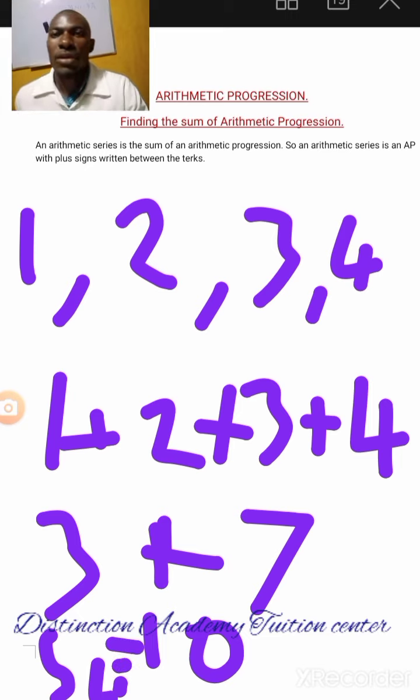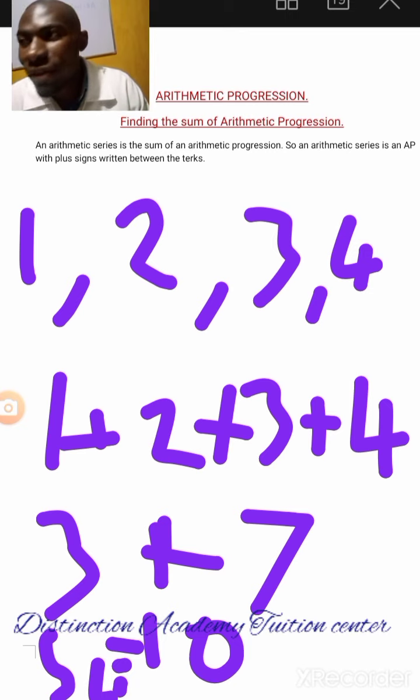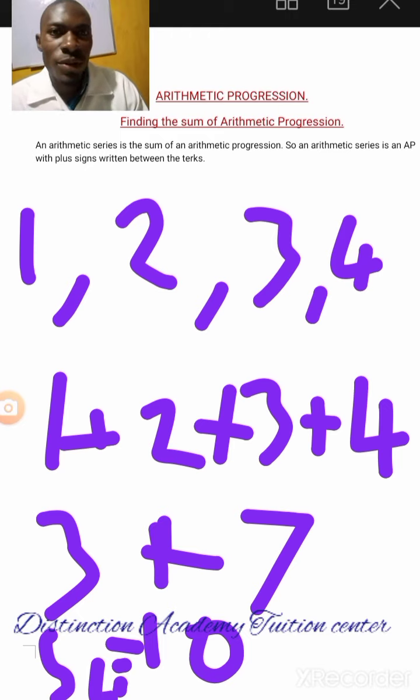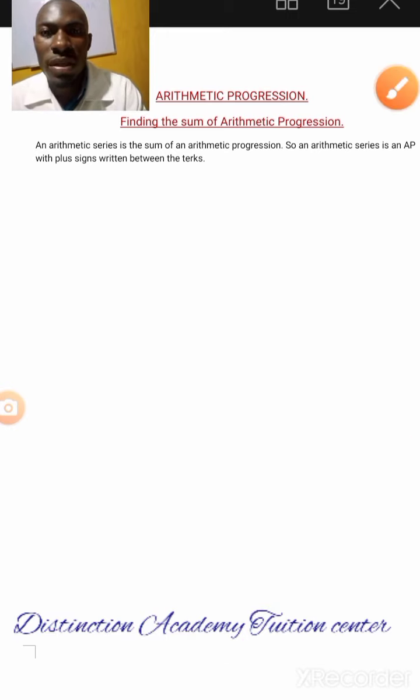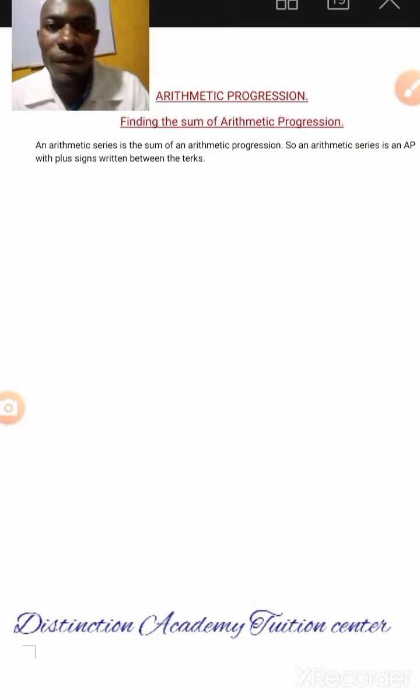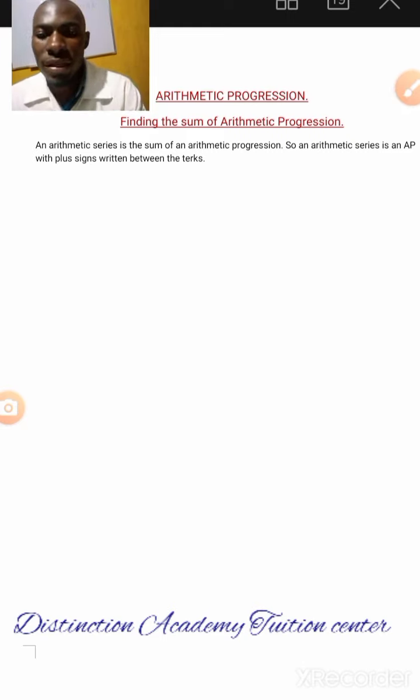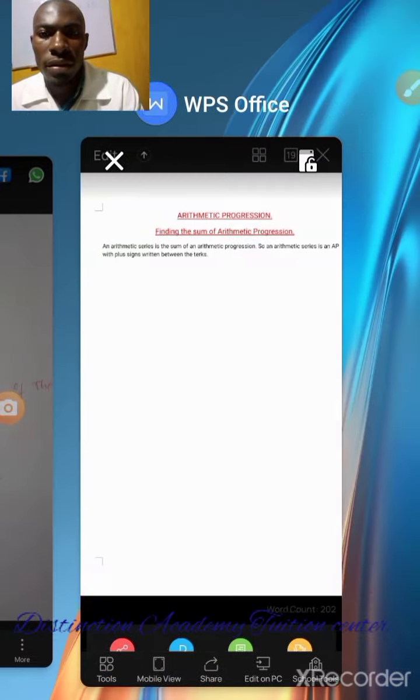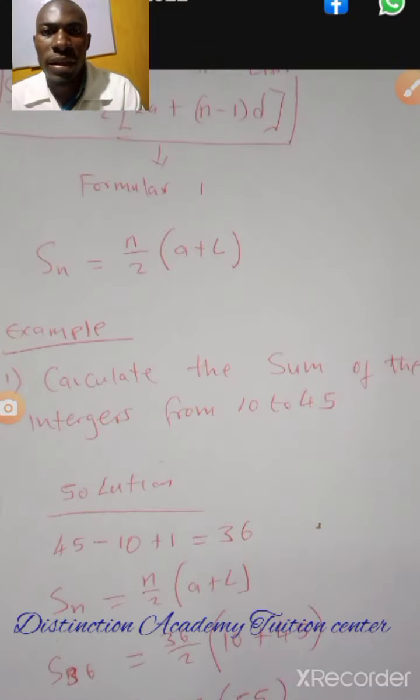Okay, so imagine you are asked to find the sum of the first 100 terms. It's really difficult to start adding from 1 up to that 100th term. That's why we are now going to look at the formula that we use when finding the sum of an arithmetic progression. So let's look at this formula here.